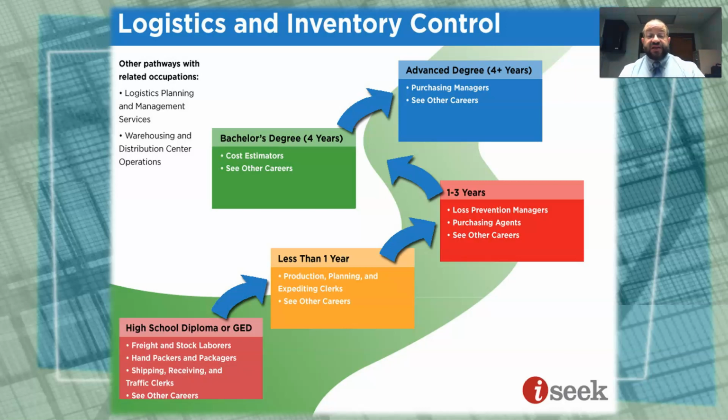So that might include things, with a high school diploma or GED, like shipping and receiving traffic clerk, hand pickers and stock packagers. They're going out and picking the actual stock and putting it into envelopes, delivering it to the customer, or sending it out for shipping. You have stock laborers. If you have some technical experience and maybe a technical degree, you can look at planning and expediting and production. And with technical degrees like 2-year technical schools or associate's degrees, you can look at purchasing agents and loss prevention. With the bachelor's, you get into cost estimating and purchasing managers and so on.